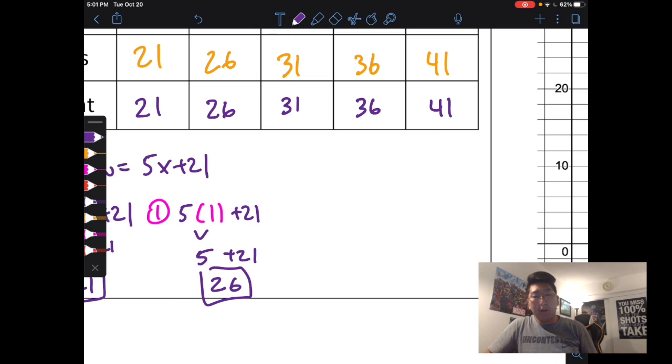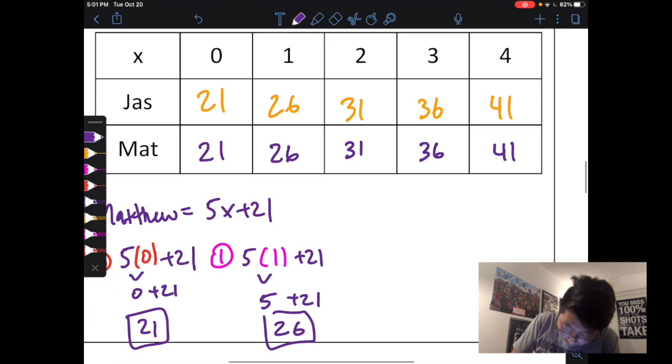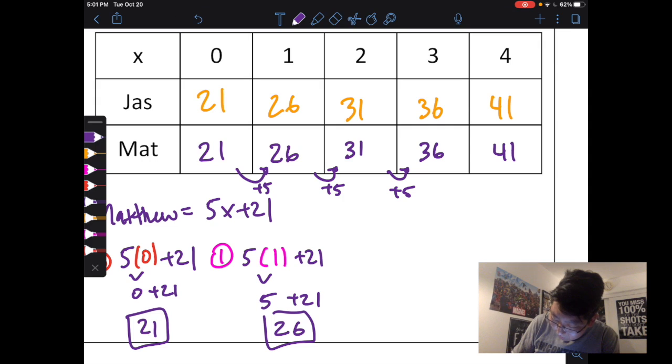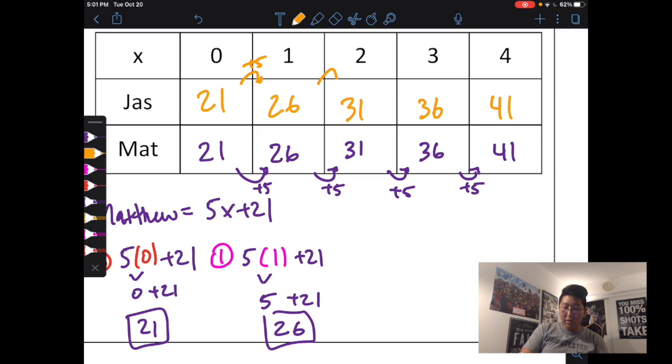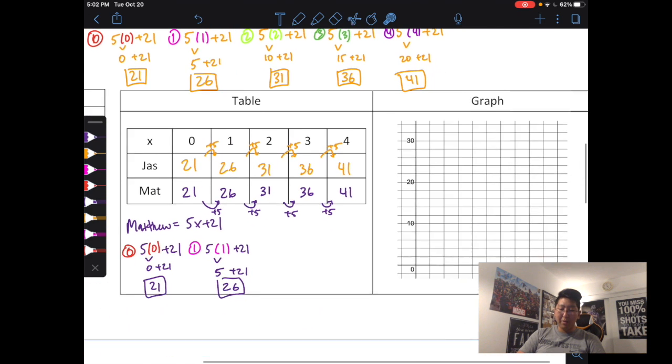And hopefully you're able to see the pattern, right? Matthew: plus 5, plus 5, plus 5. Same thing with Jasmine: plus 5, plus 5, plus 5, plus 5. So that's the pattern. Jasmine and Matthew are both sending 5 per day. But then they start with the same amount. So that's going to be key here. Okay? Let's go ahead and graph this.